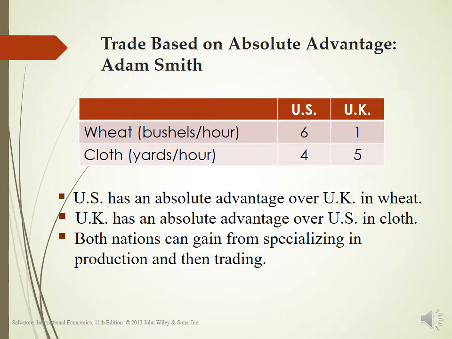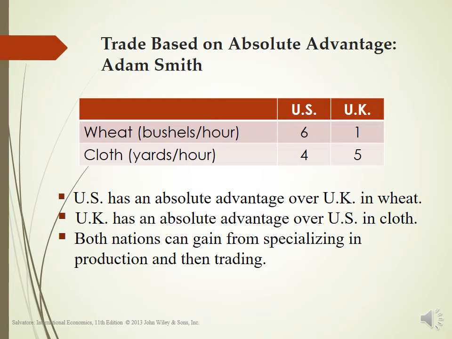US produces and specializes in wheat instead of cloth and produces 12 bushels of wheat. On the other hand, UK produces cloth instead of wheat and produces 10 yards of cloth. If US exchanges 6 bushels of wheat in the exchange of 5 yards of cloth, both nations can gain from specializing production and trading.